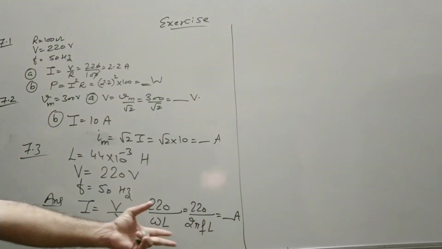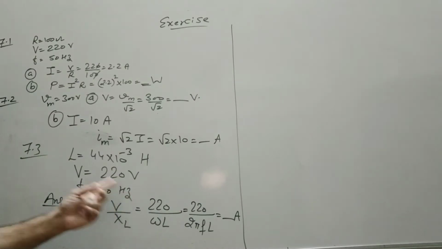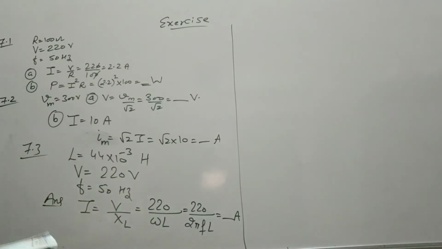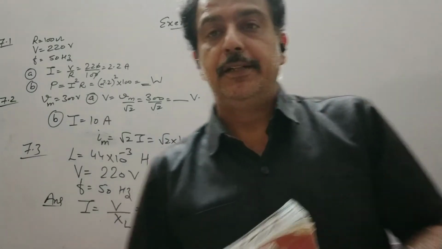So substitute all these values. Frequency is given, L is given, and you will get the current in the circuit.